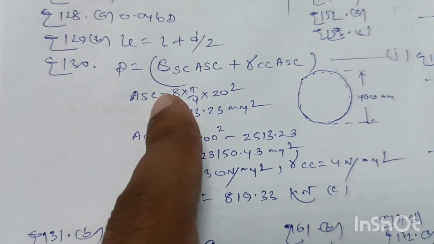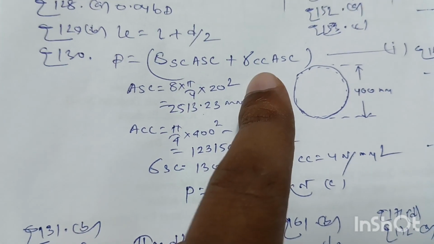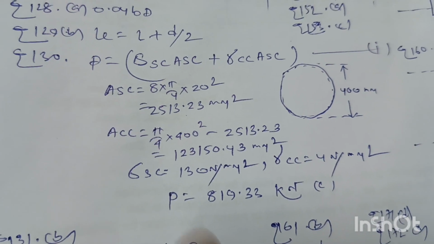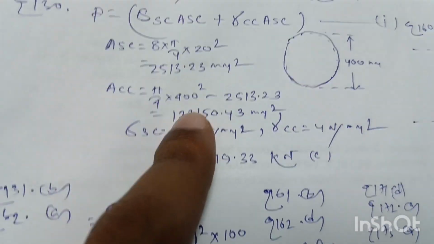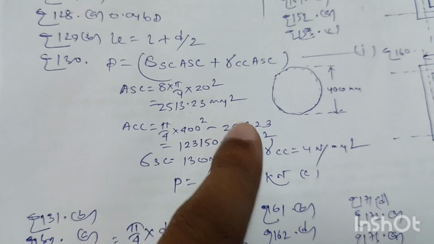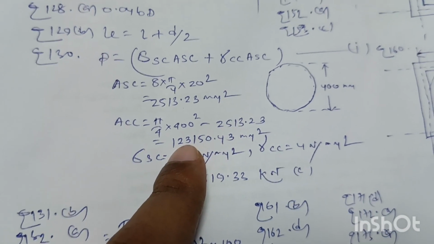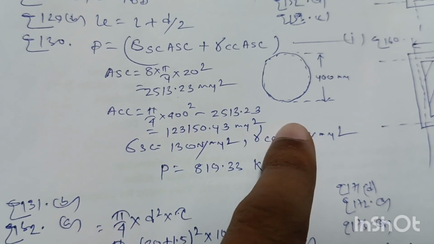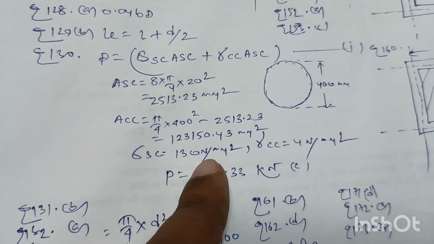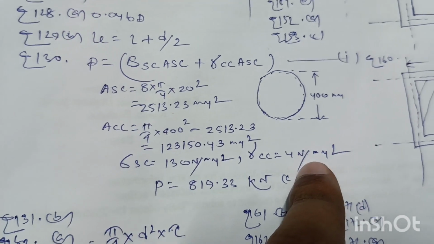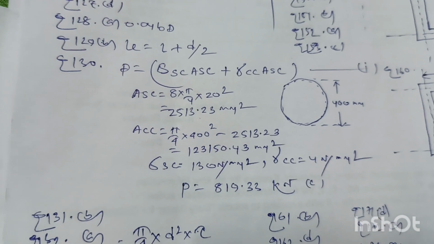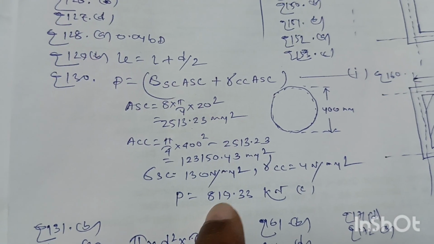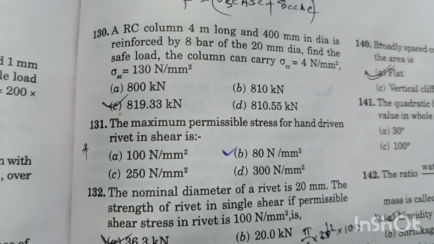So area of compression steel will be 8 into pi by 4 into 20 square, because 8 number of bars, so it will be equal to 2513.23 millimeter square, and area of concrete will be pi by 4 into 400 whole square minus the steel area. So we will get the value equal to 123,150.43 millimeter square, and sigma SC given 130 Newton per millimeter square, and sigma CC given 4 Newton per millimeter square. If we put the value into that equation of safe load, we will get the safe load P equal to 819.33 kilonewton. Option C is the right answer.